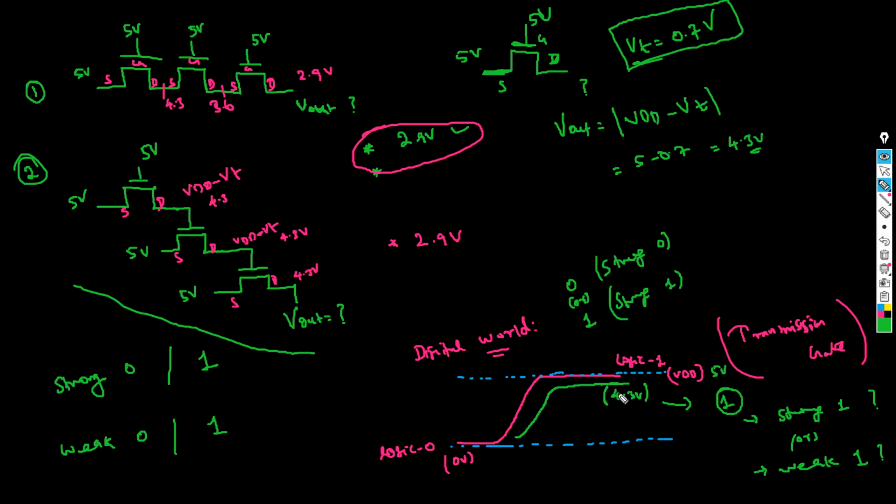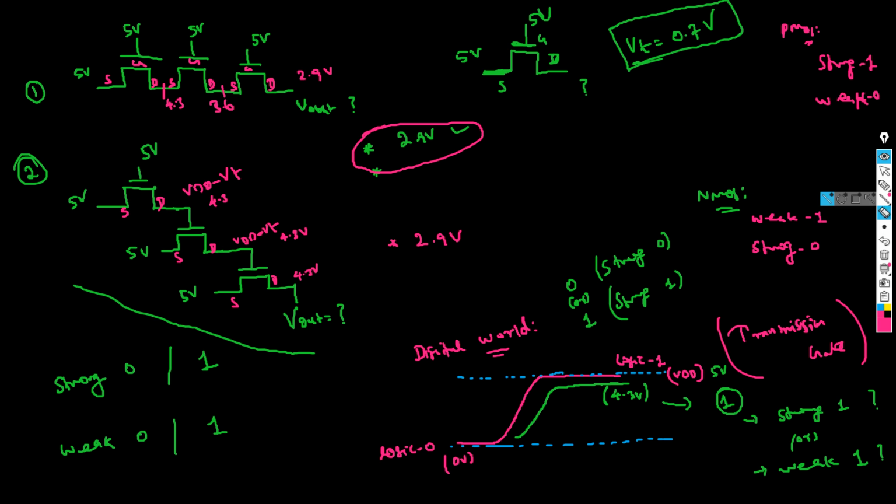Now in this case, since this is NMOS, if you try to make circuits using NMOS alone, you will have weak one. So what this means is your NMOS will always give weak one. And what about zero? It would always give strong zero. And what about your PMOS? Strong one and weak zero. Now this is the main reason why we keep PMOS at the top and NMOS at the bottom.